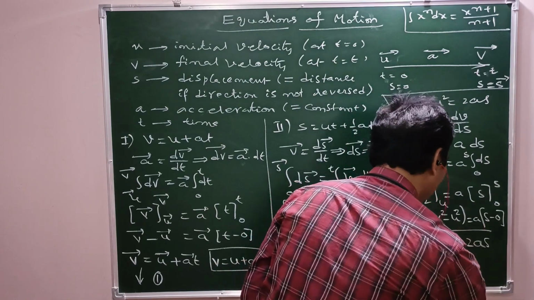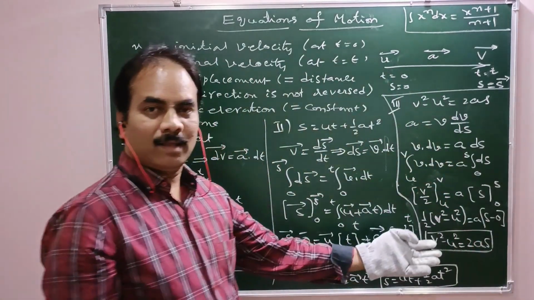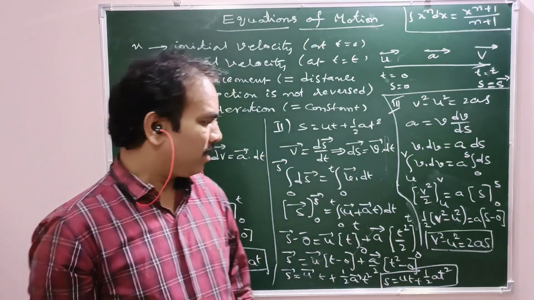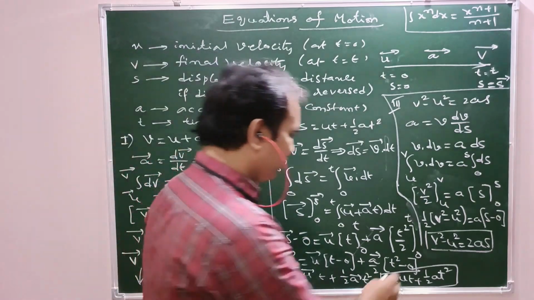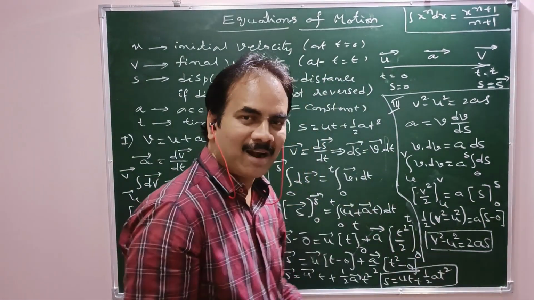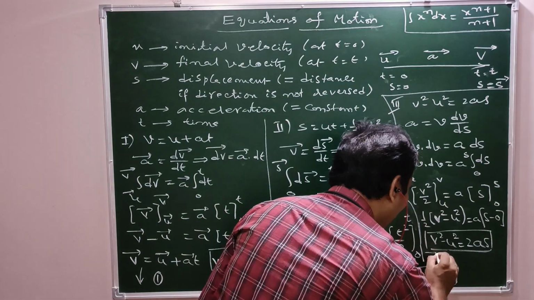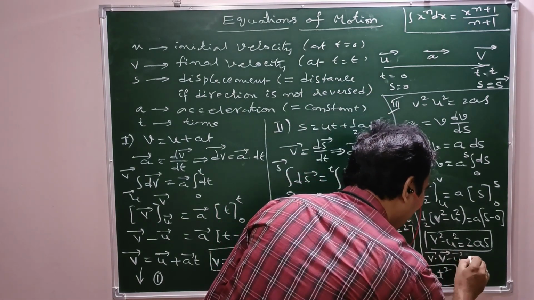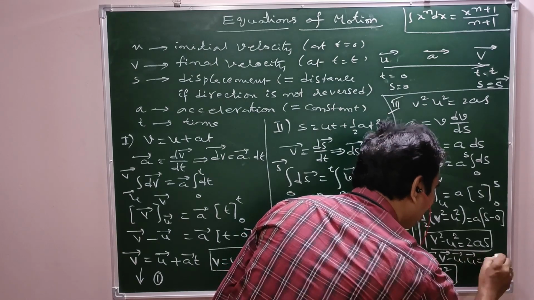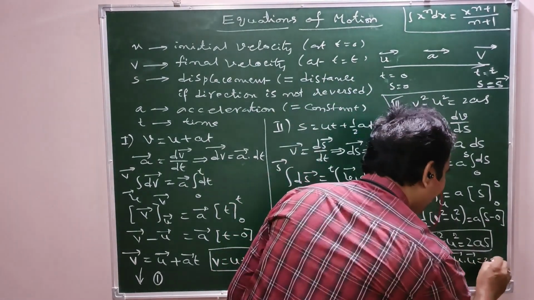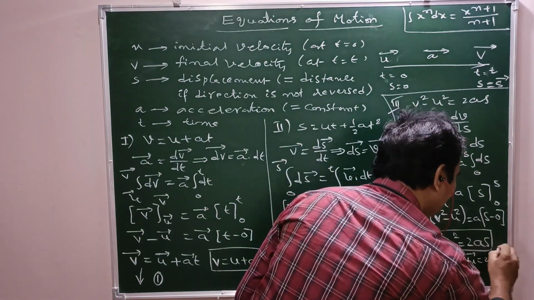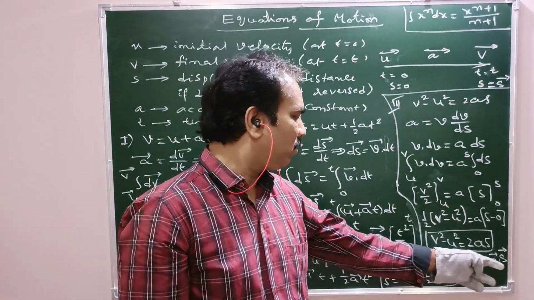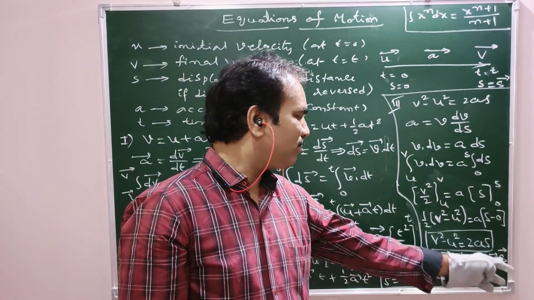Right? This is the relation connecting initial velocity, final velocity, acceleration and displacement. In vector notation, how can you express? v square means v bar dot v bar. So v bar dot v bar minus u square means u bar dot u bar, that is equal to 2 into a bar dot s bar.